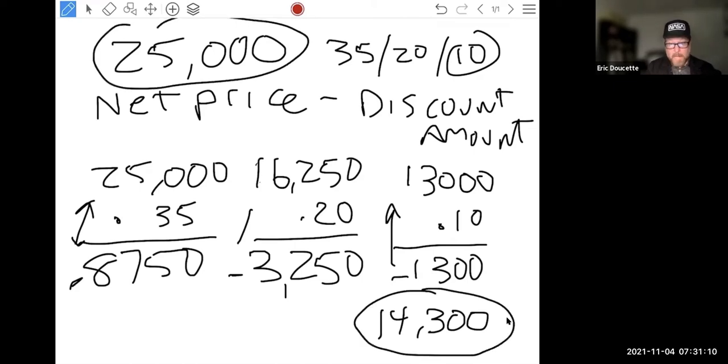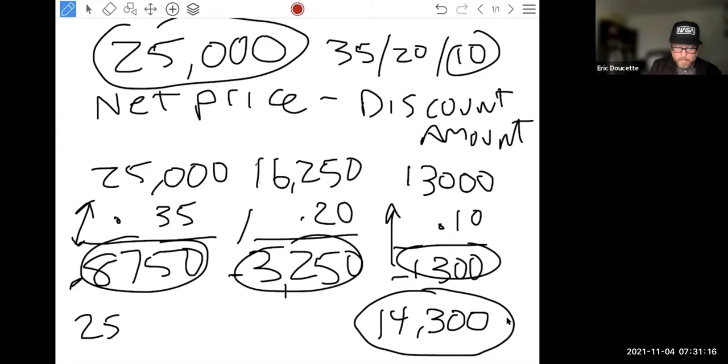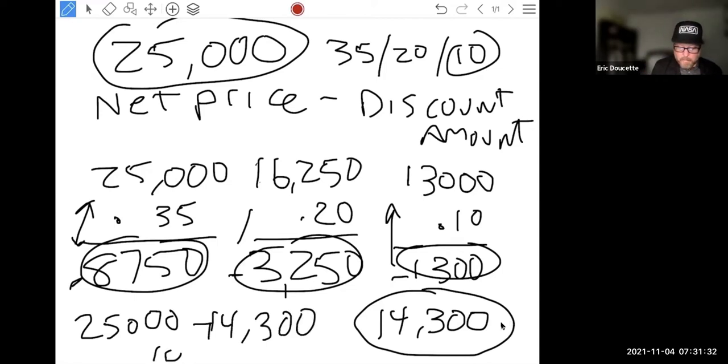And in order to find how much of a discount I got, I could either add up all of these, or I could just take the 25,000 and then minus the 14,300. Comes out to 10,700. So that was my discount amount, 10,700. My new net price was 14,300.